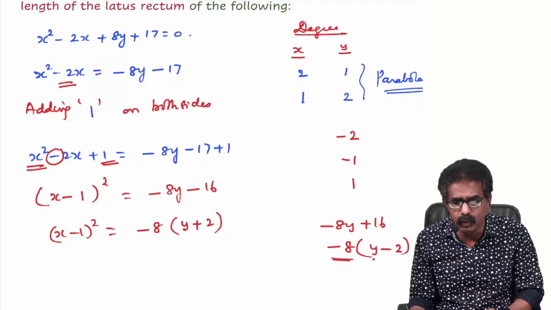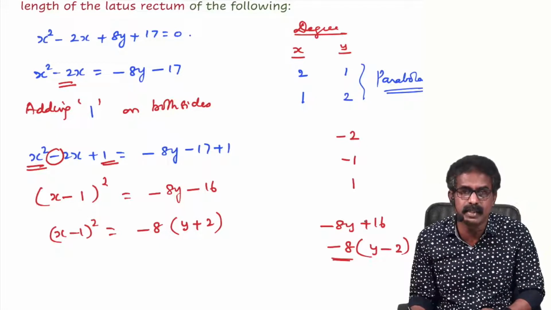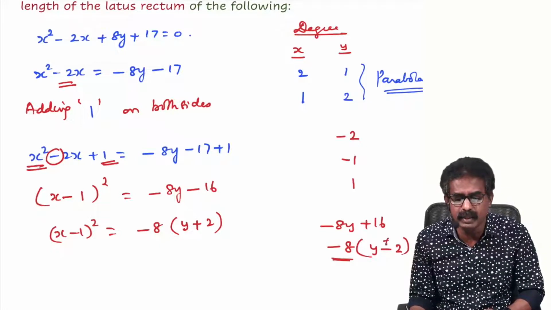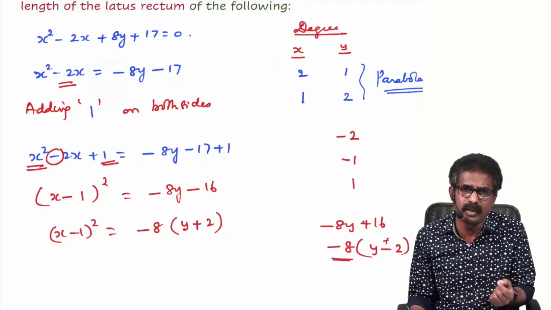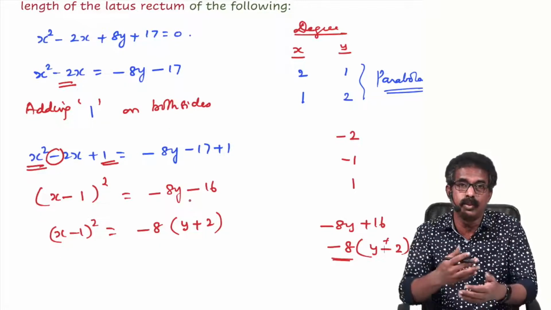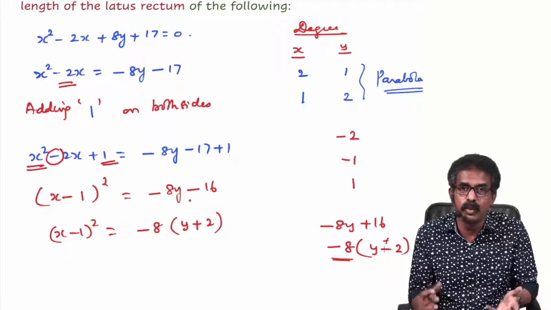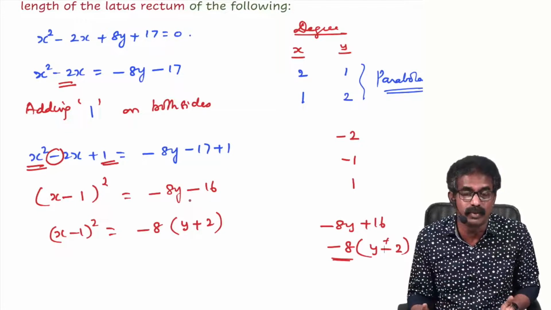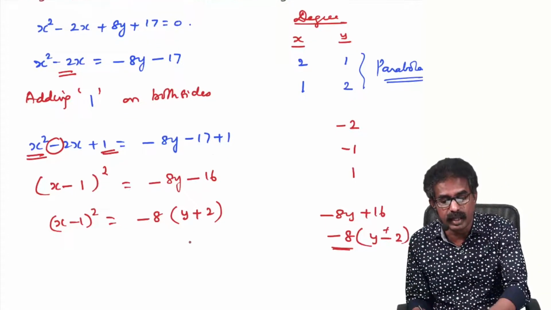Minus 8 into y, minus 8y. Minus into minus is plus. If you put plus here, minus into plus is minus. It takes only a few seconds. Sometimes if you make a mistake here, you do everything and then you won't check it, and you will be losing 5 marks. So be very careful in this one, when you take common.